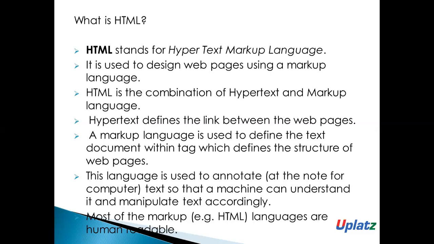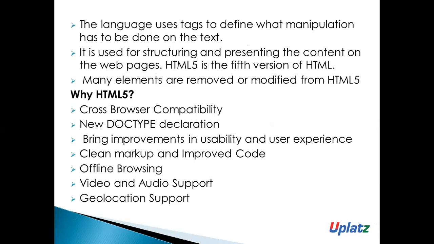So what combination can we do in HTML? We can define a link between different web pages, and also we can define a text with different tags to structure a web page. It is also used to annotate a text, and these markup languages are human readable. The languages use tags to define a manipulation that has been done on the text.